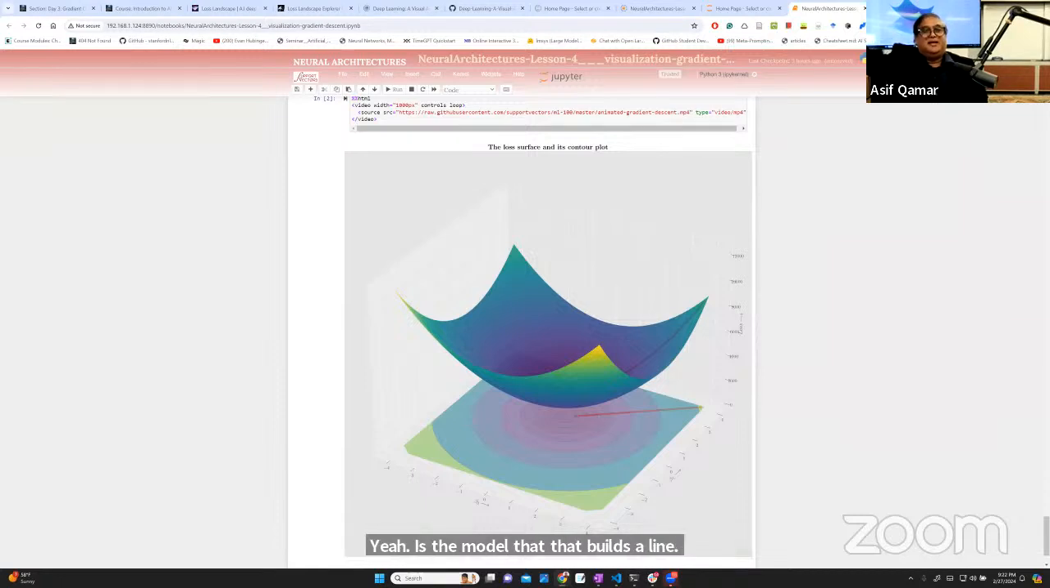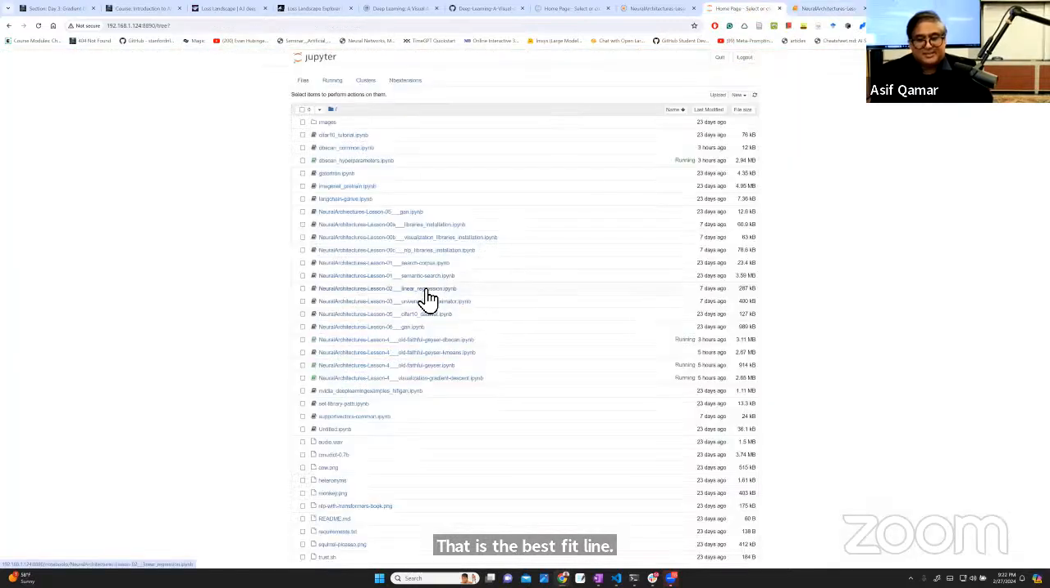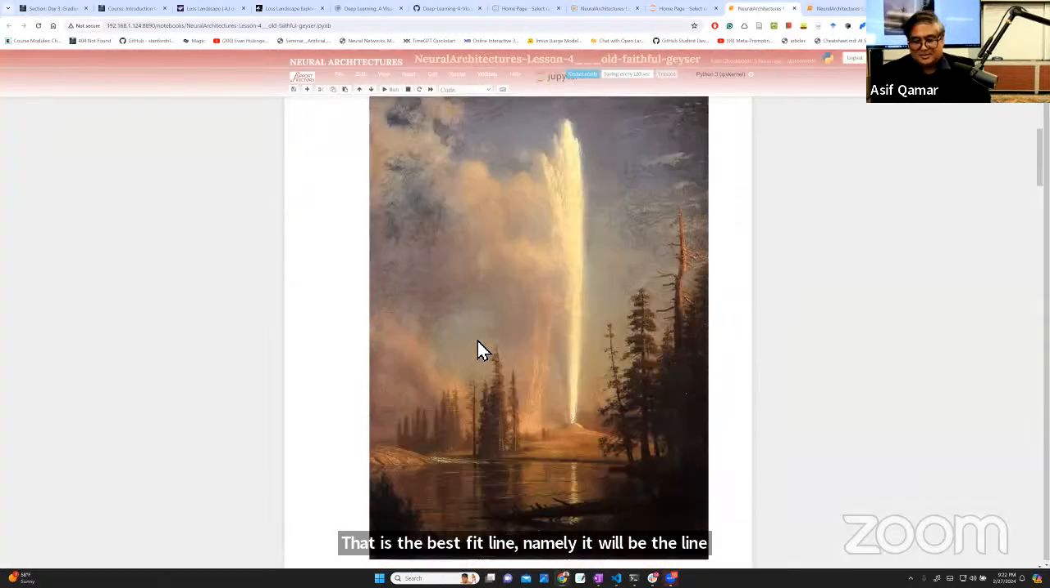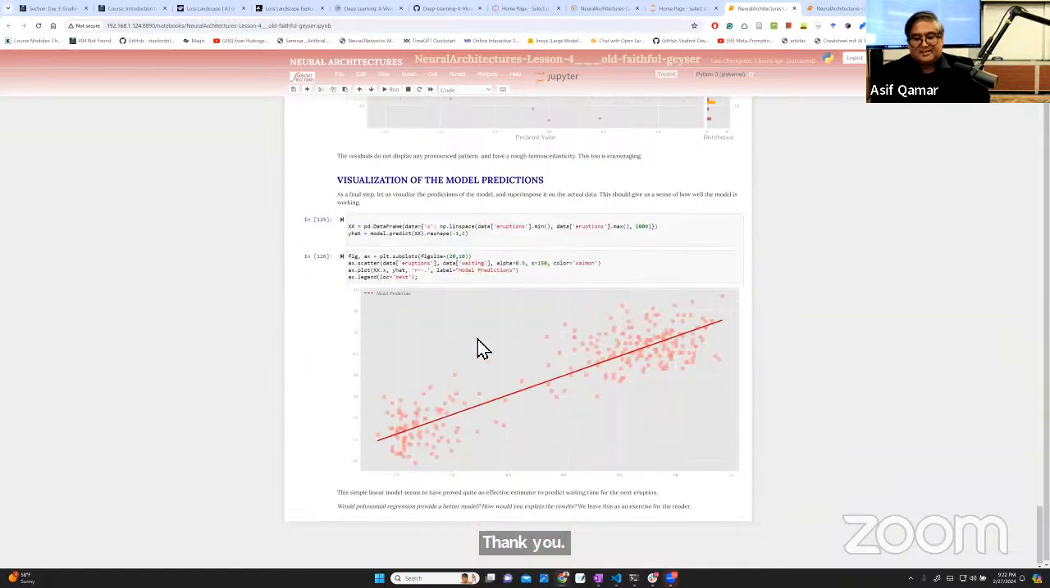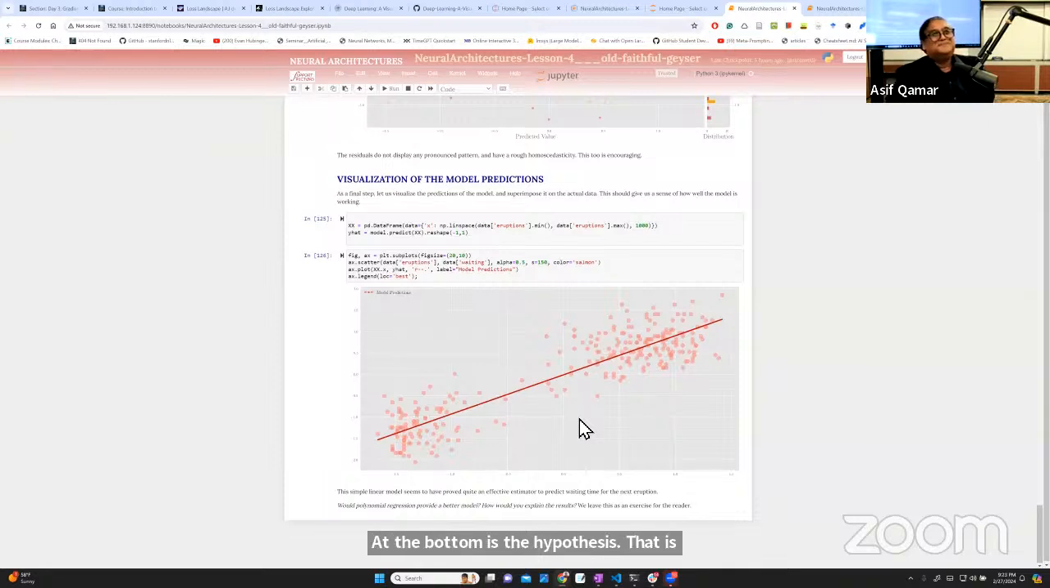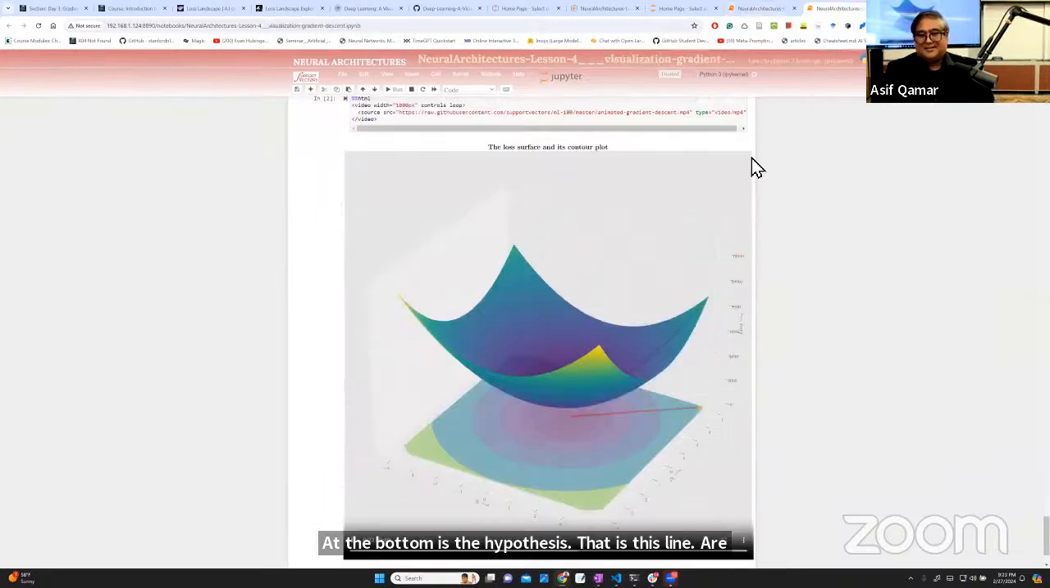That is the best fit line. Namely, it will be the line that, given X, will predict Y. Yes, it is this line. At the bottom is the hypothesis, that is this line. Are we together? That's it, guys.